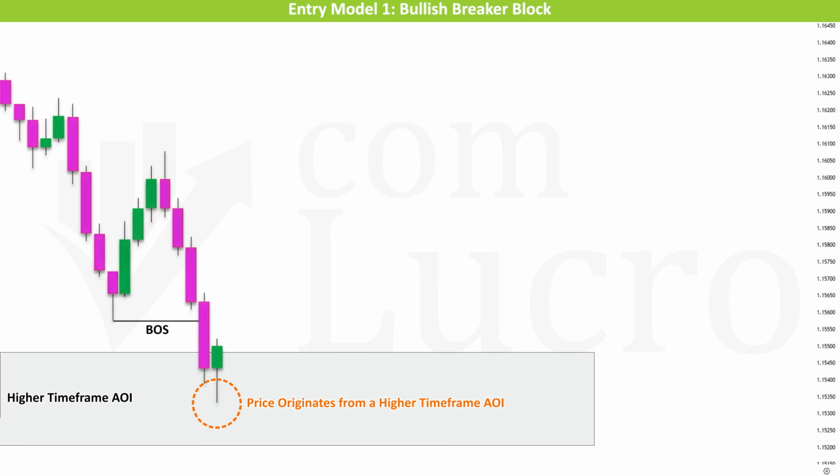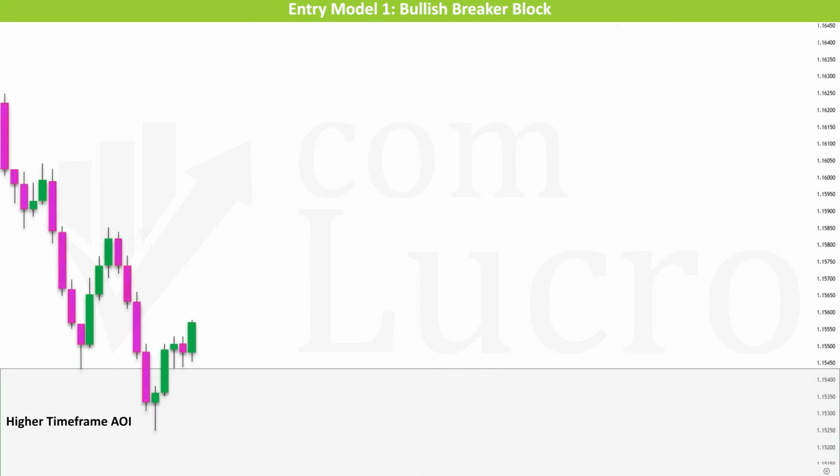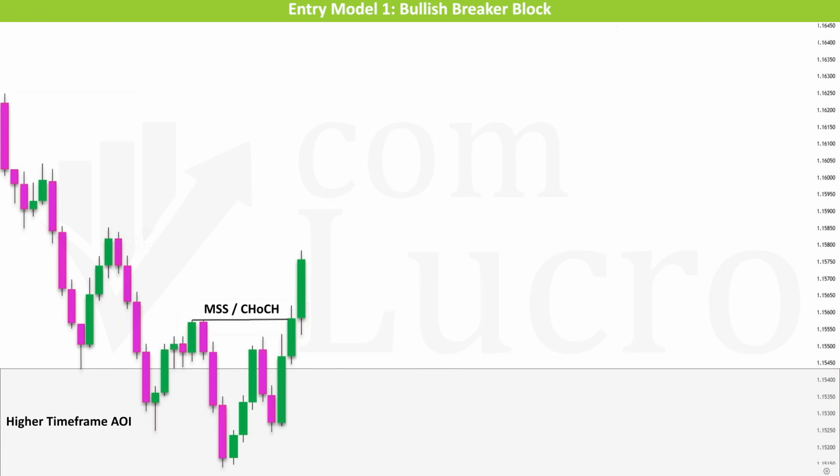With that in mind, let us look at exactly how to execute an entry using this model. At this stage, we zoom into a lower time frame and closely monitor the market for signs of reversal. The first condition we need to see is a clear market structure shift, or a strong change of character on the lower time frame. This becomes our first layer of confirmation. For a valid bullish breaker block, price should initially form a swing low, followed by a swing high, and then create a lower low.